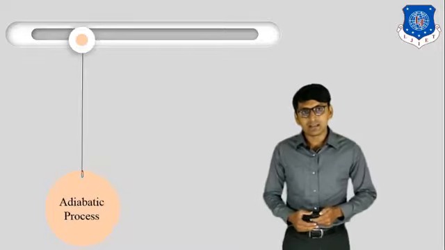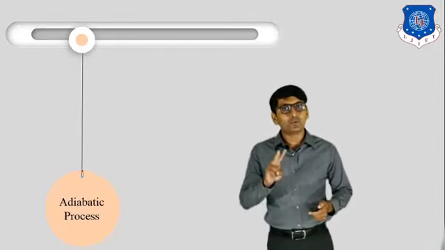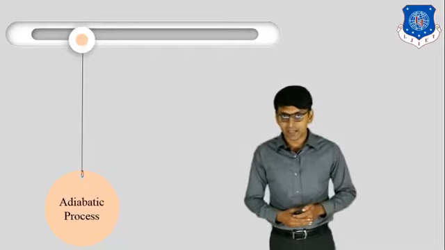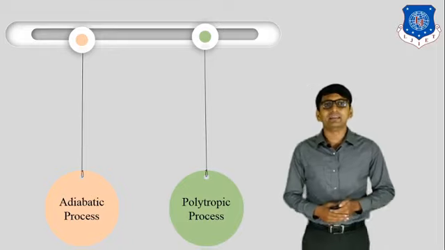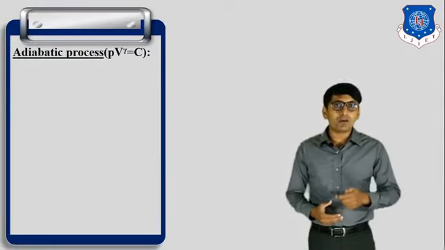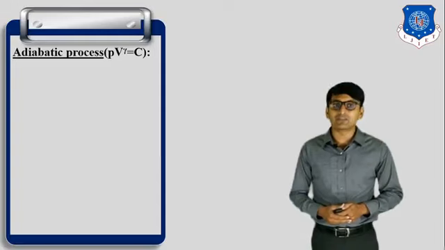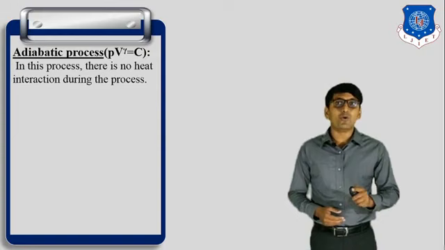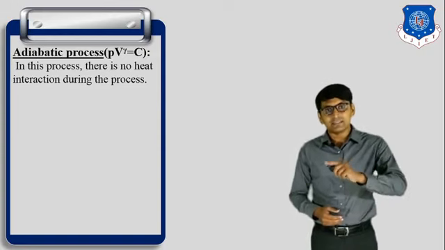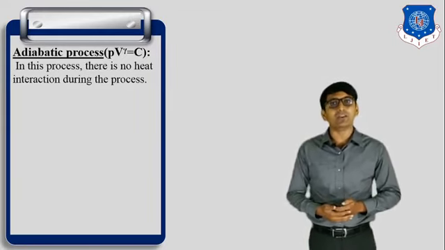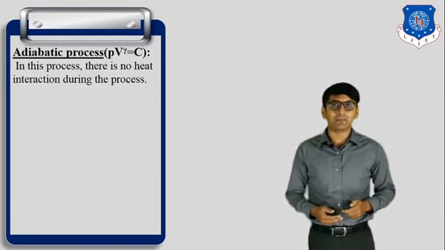In today's lecture we mainly discuss two processes of the property of steam. The first one is the adiabatic process and the second one is the polytropic process. So first, the adiabatic process. The formula for the adiabatic process is PV raised to gamma is equal to C, and in an adiabatic process there is no heat transfer from the system to the surroundings, or we can say there is no heat interaction during the process. So that is the adiabatic process.